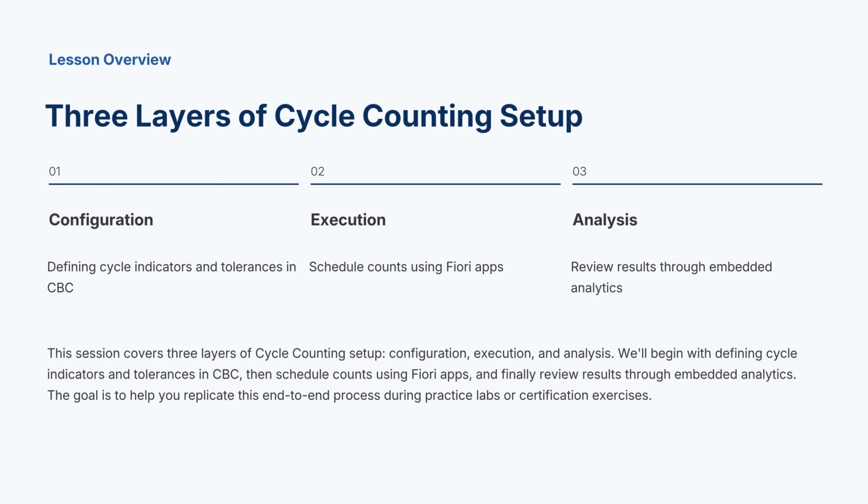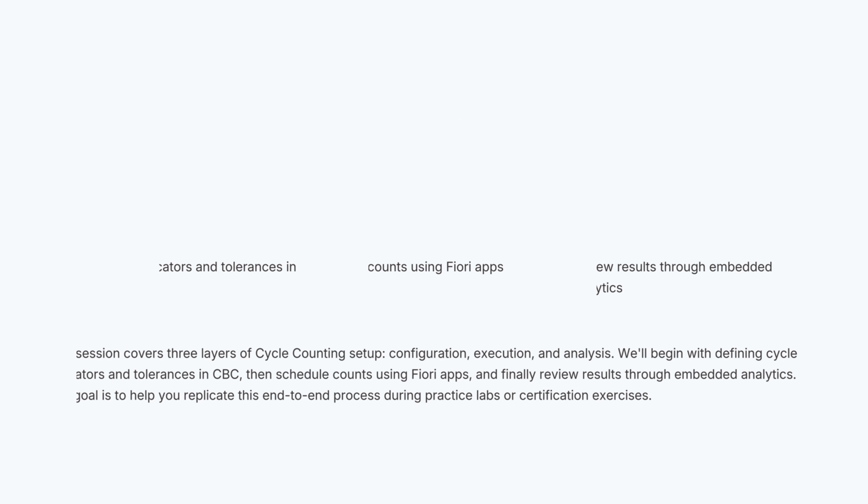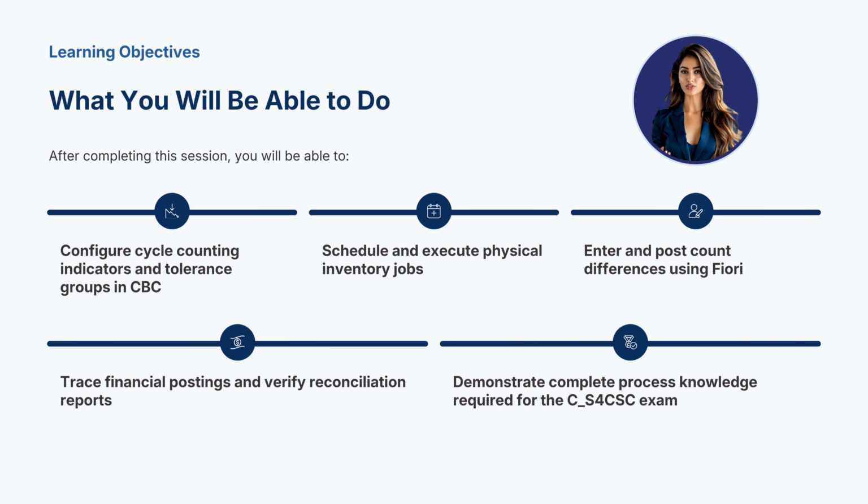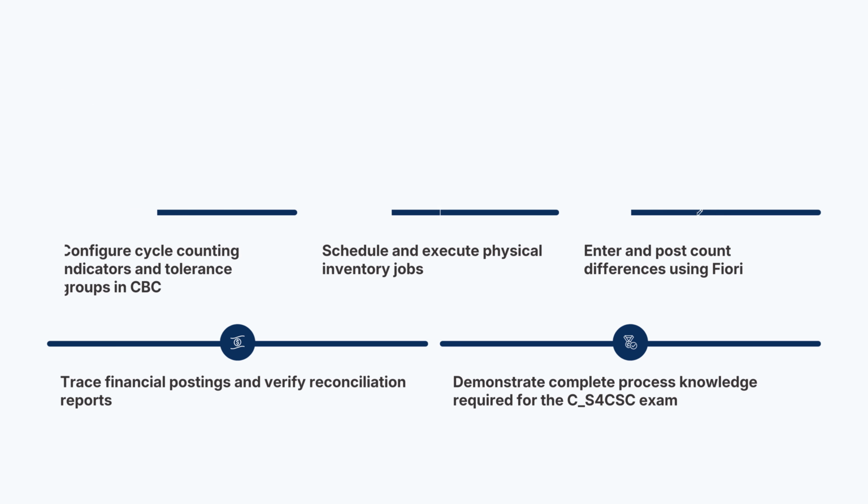We'll begin with defining counting indicators and tolerances in the configuration environment. Then we'll execute counts using SAP Fiori tiles and wrap up with monitoring through embedded analytics. By the end, you'll understand how every component interacts to maintain continuous inventory accuracy. After completing this module, you'll be able to configure cycle counting indicators and tolerance groups in CBC, schedule and execute automated count jobs, enter count results, post differences, and trace the associated accounting documents. We'll also highlight what SAP examiners look for, particularly around Fiori navigation, configuration linkage, and financial impact.